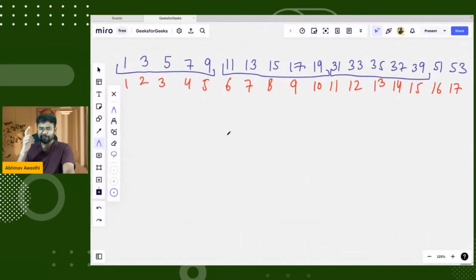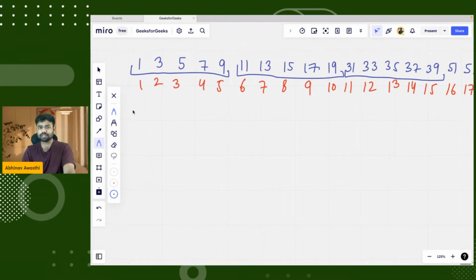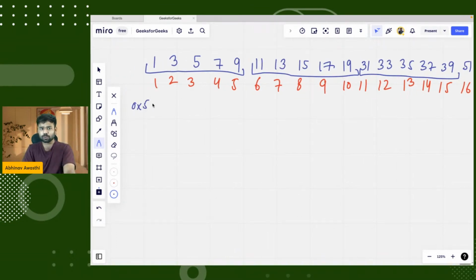If you will see, here 6 is present. So this 6 is nothing but 5 plus 1. So I will divide every number in the form of multiples of 5 basically. So this is nothing but 0 into 5 plus 1. This is 0 into 5 plus 2. Here it is 1 into 5 plus 1.